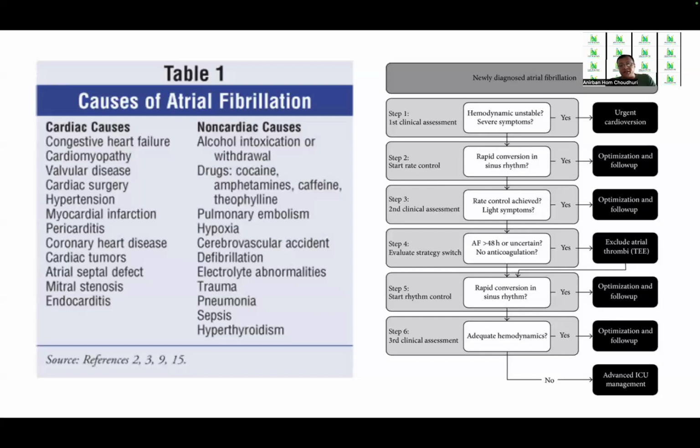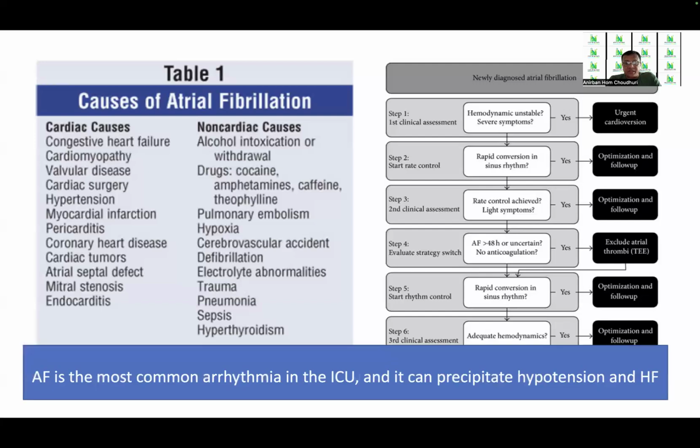And after that, we have to consider rapid conversion to sinus rhythm. Once it is converted, we can optimize and follow up as per necessity. And the third clinical assessment is to look into the adequacy of the hemodynamics. And if the hemodynamics are still not adequate, the patient may require advanced ICU management, which may again vary from ICU to ICU. So these are the three important steps of clinical assessment that one needs to know while encountering patients of atrial fibrillation and newly diagnosed patients in the ICU.